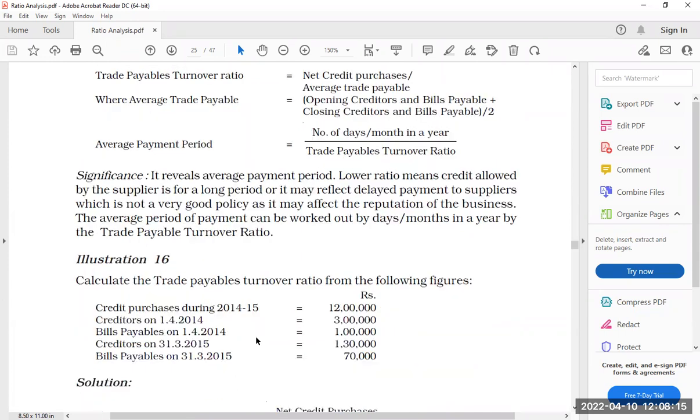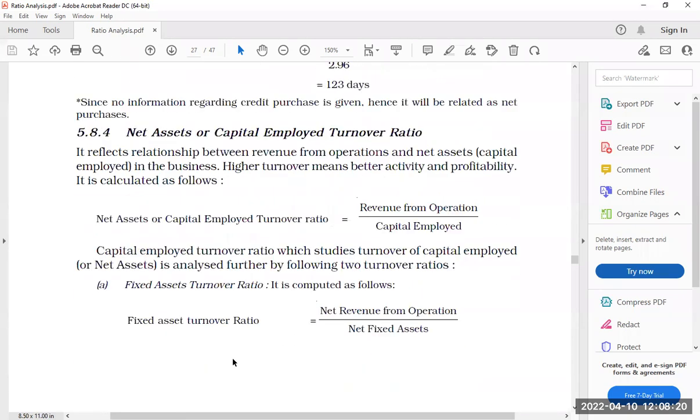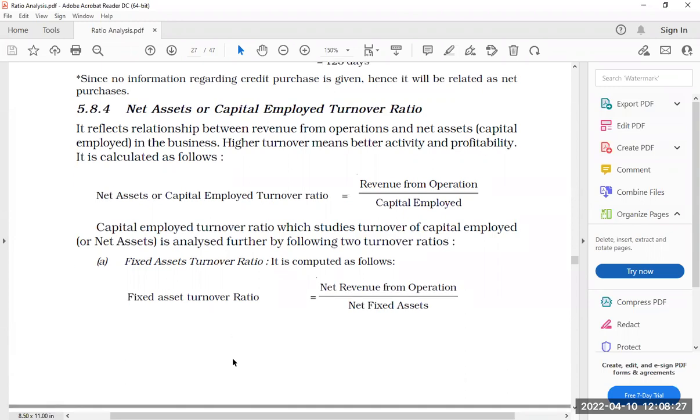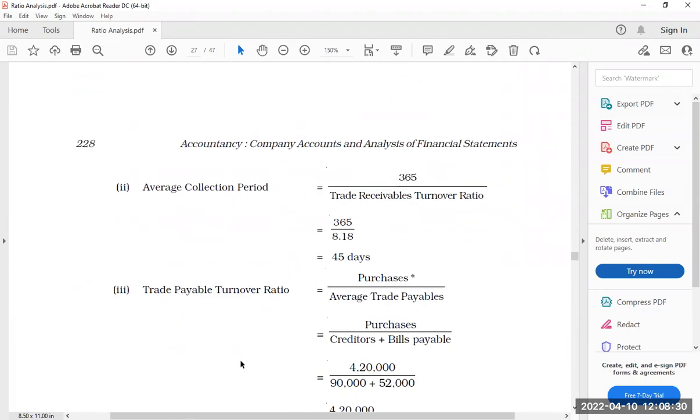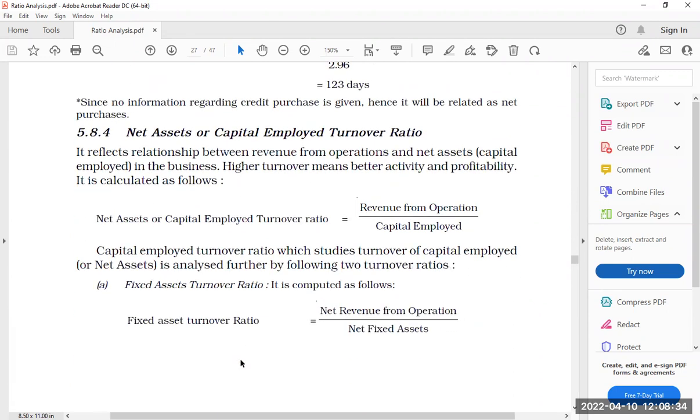Next is this text, which is available in the LMS. You can download it today and go through all these numbers. What is the next one? Yes, net asset or capital employed turnover ratio. Inventory turnover we studied, payable turnover we studied, receivable turnover we studied. Now the fourth one. Net asset is being compared with the sales turnover. What's the relationship between capital employed or net asset and sales turnover?